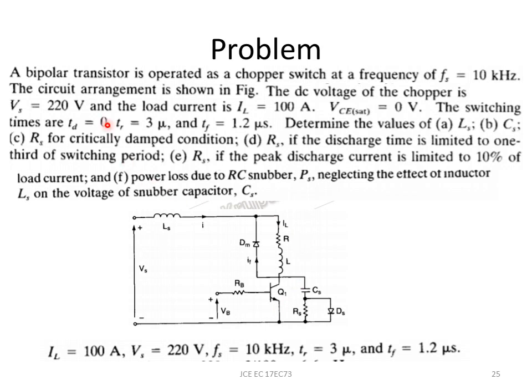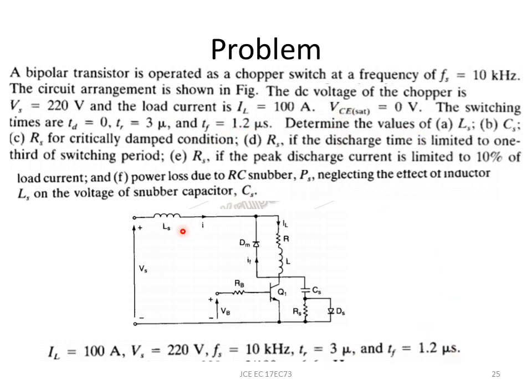VCE sat, that is the voltage across the collector emitter when it turns on, is 0. And the switching time TD is 0. So we know that turn on is TD plus TR. In our derivation also we have taken TD as 0. If this value is given, you will have to take T on as TD plus TR. And TR is given as 3 microseconds and TF as 1.2 microseconds.